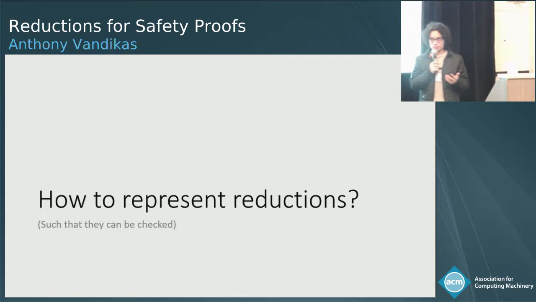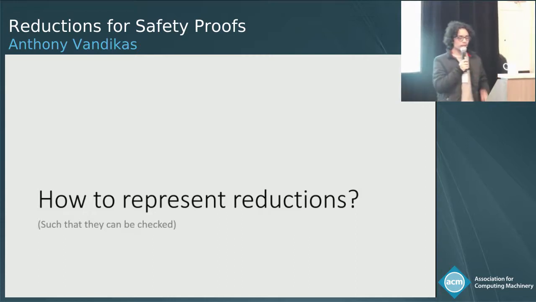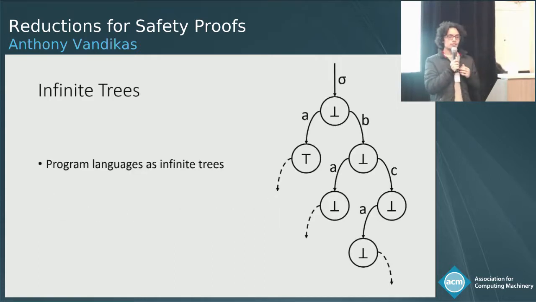When implementing this, the first problem we have to deal with is how we actually represent this set of reductions in a way that is tractable, so that we can actually check that some reduction is included in the proof. Our solution is to think of languages, or rather programs, as infinite trees. You can think of a program as an infinite Boolean labeled tree. To check whether a particular trace is in the program, you just follow the path labeled by that trace in the tree. If the label at the node at the end of that path is true, then the trace is in the program, otherwise it's not.